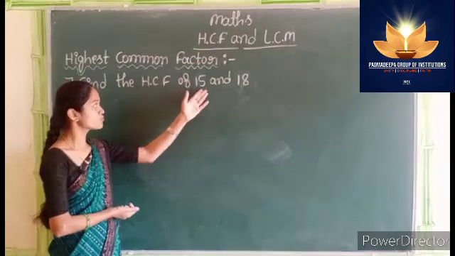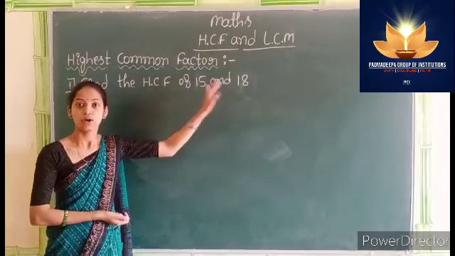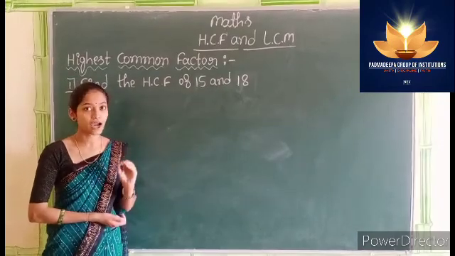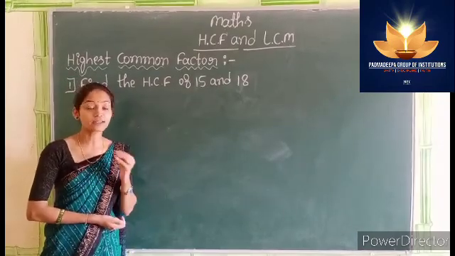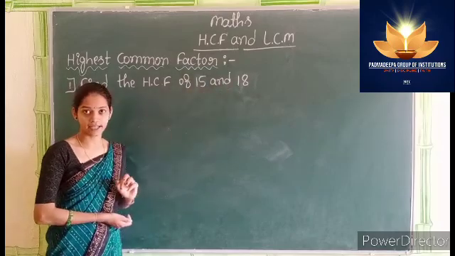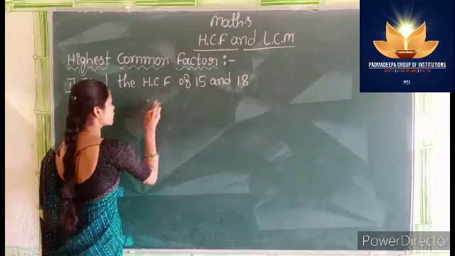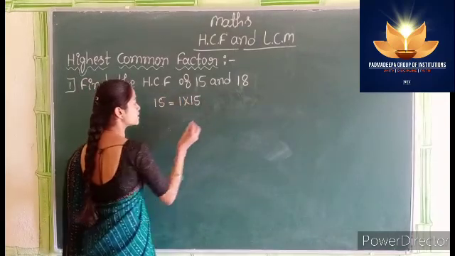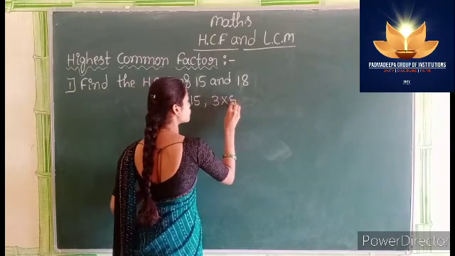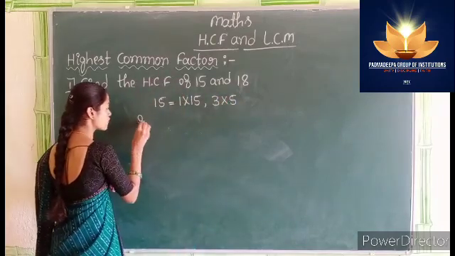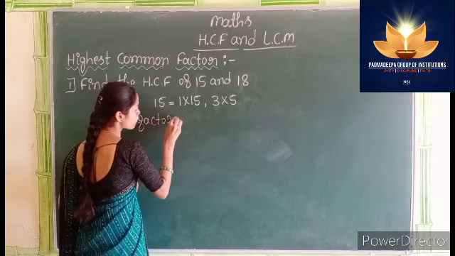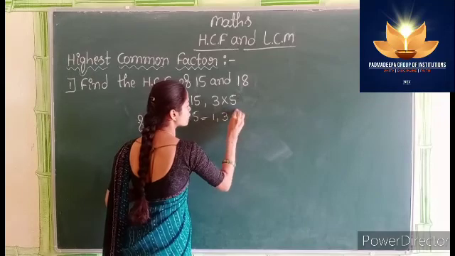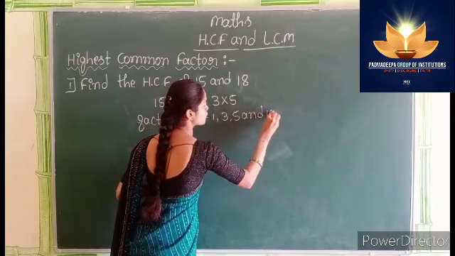Find the HCF of 15 and 18. Here we have to find the HCF of 15 and 18. For that we first have to find the factors of 15 and 18. So factors of 15 can be written as 1 into 15, then 3 into 5, right? Factors of 15 are 1, 3, 5 and 15.